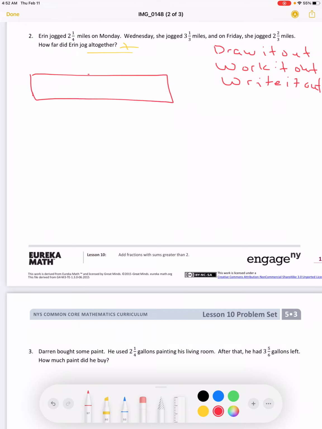A tape diagram represents the whole amount. Inside of our tape diagram, we can add all the pieces or parts of information that they've given us. It says Monday she ran 2 1/4 mile. And then on Wednesday she jogged 3 1/3 mile. And then on Friday she jogged 2 2/3 miles. Those are the miles that they've given us inside of the story. Tape diagram represents the whole amount, and that's what they're asking us. Altogether, how many miles did she run?